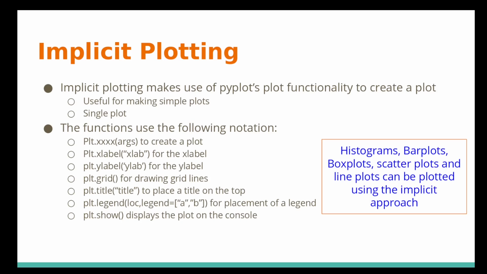With implicit plotting, you can plot histograms, bar plots, scatter plots, box plots, line plots, and others. The key element is to import the Pyplot module from Matplotlib, and we usually do that with an alias of PLT. All the functions or methods of implicit plotting have the PLT prefix followed by the method that you're calling. For example, if I say plt.plot, it's going to make a plot for me. If I want to add an X label, I say plt.xlabel, and in quotations, I supply what that X label should be labeled as. I can add a grid, I can add a title, I can add a legend.